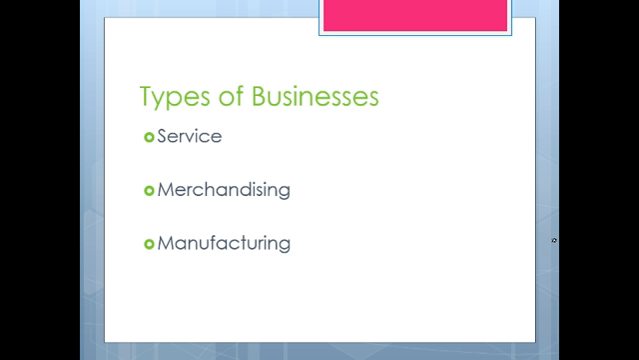The second type of business is a merchandising business. A merchandising business sells products that they purchase from other businesses. And a great example would be Walmart. And the third is manufacturing. What a manufacturing business does is they take basic inputs and make them into a whole product. An awesome example would be Ford Motor.